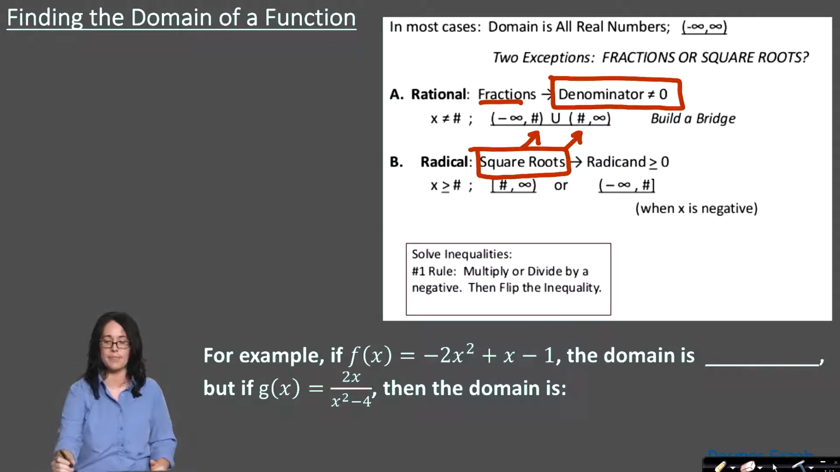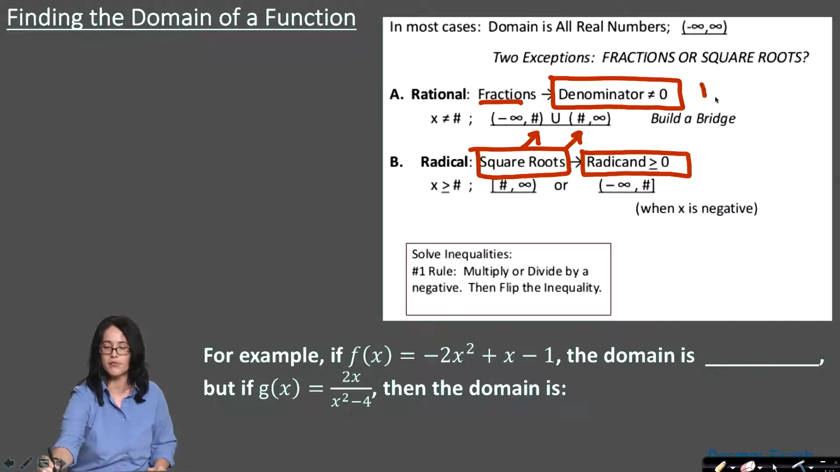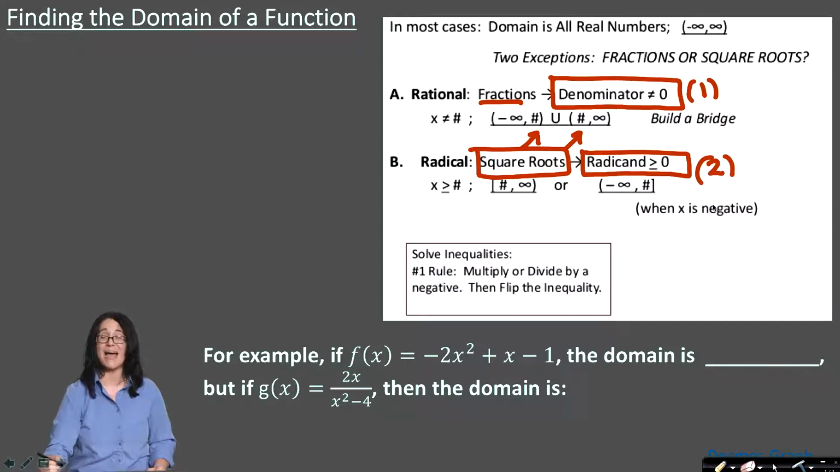So what do we do instead? Well, we make a restriction on our inputs. We say that the radicand, anything underneath the square root, has to be non-negative, meaning it can be 0 or higher, greater than or equal to 0. So notice the restriction's a little bit different. The first restriction, denominators cannot equal 0. The second restriction, radicands are non-negative. They're greater than or equal to 0.